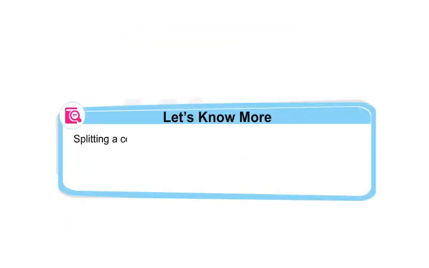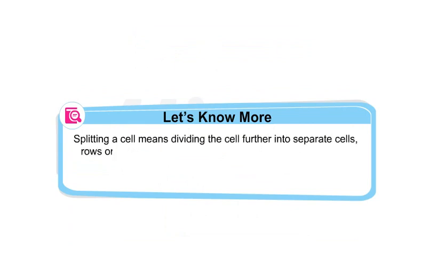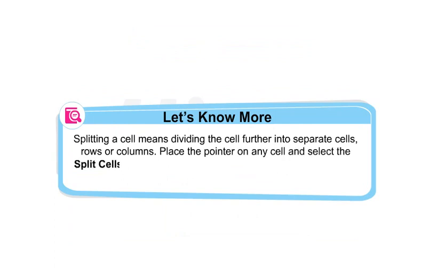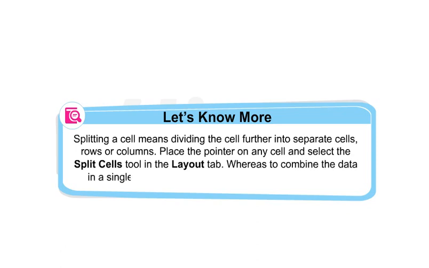Students, splitting a cell means dividing the cell further into separate cells, rows or columns. Place the pointer on any cell and select the Split Cells tool in the Layout tab. Whereas to combine the data in a single cell, use Merge Cells option in the Layout tab.